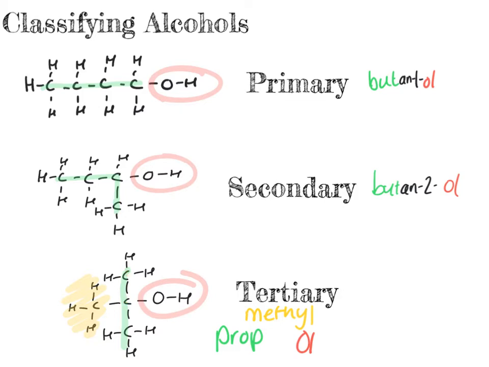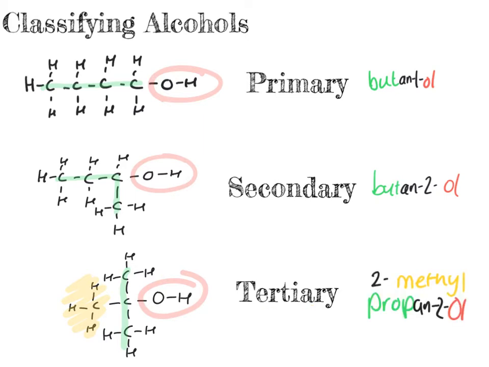Carbon 1, carbon 2, carbon 3, or carbon 1, carbon 2, carbon 3, doesn't make any difference. Either way, the alcohol group is on carbon number 2 and the methyl group is on carbon number 2. So to name this, it will be 2-methylpropan-2-ol. So this is how we classify alcohols.